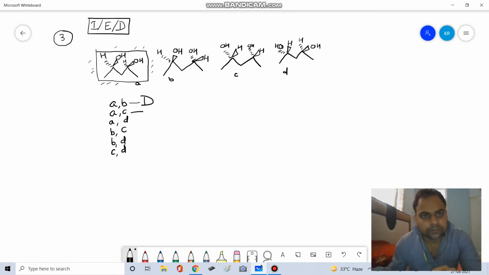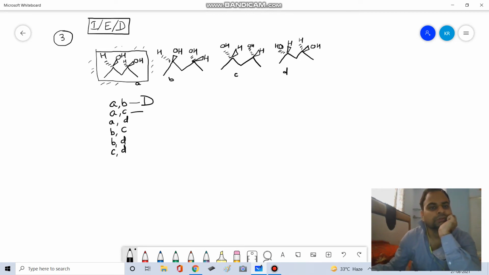Now suppose you say A and C are mirror images, so these are enantiomers. But I told you in that classification you are not supposed to pick the mirror first. First you have to check whether they are superimposable or not. And if you look closely, A and C are superimposable.